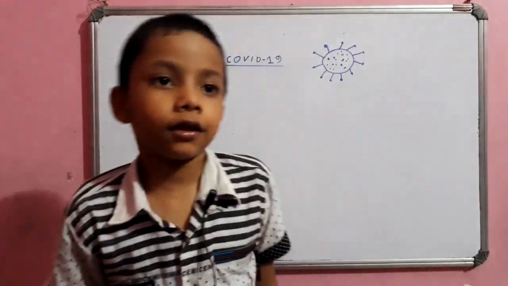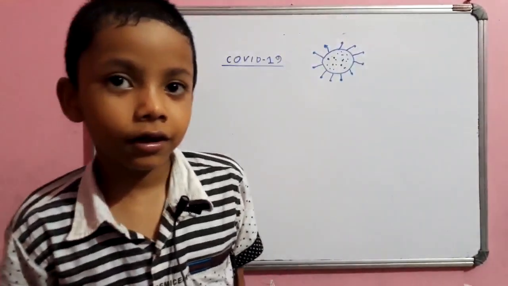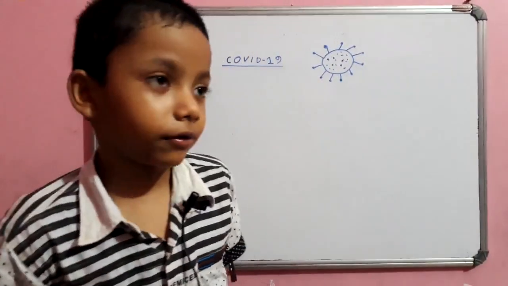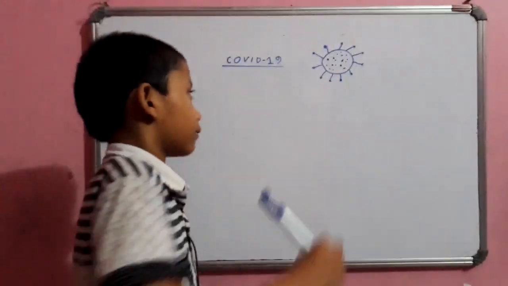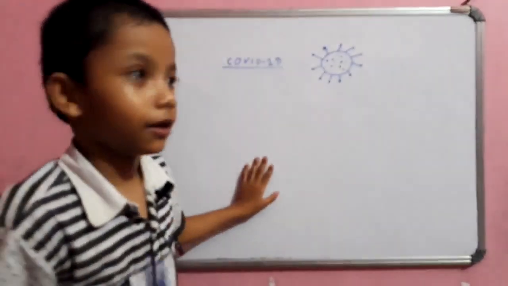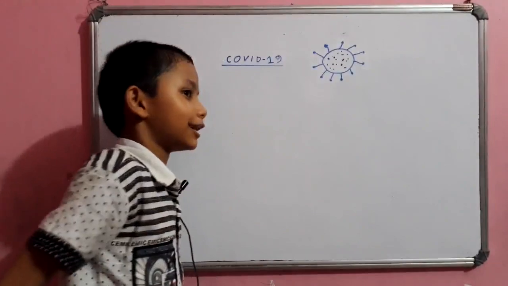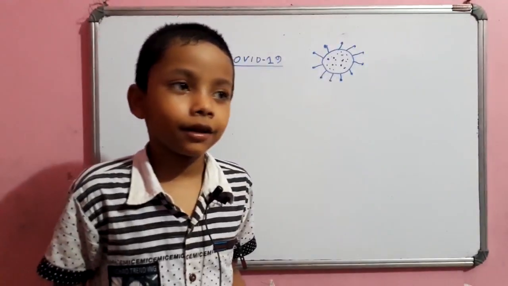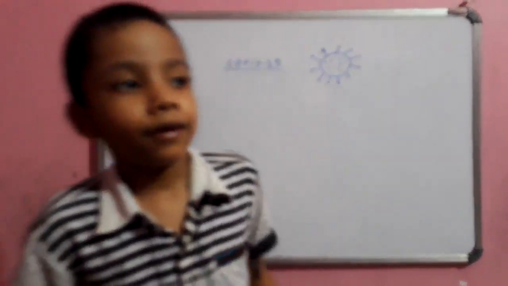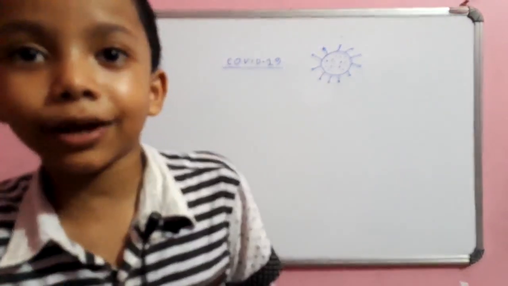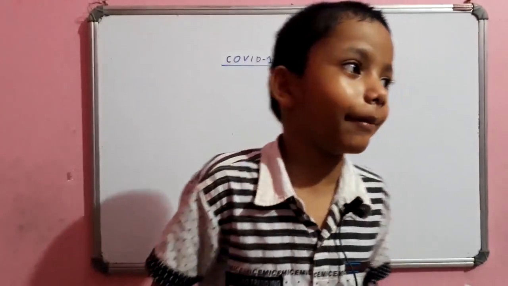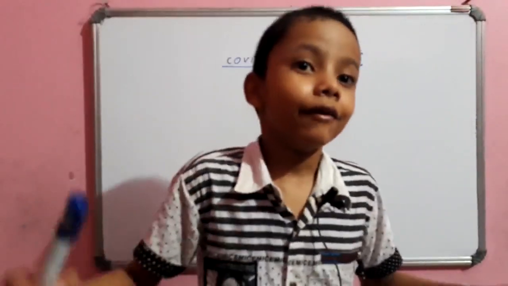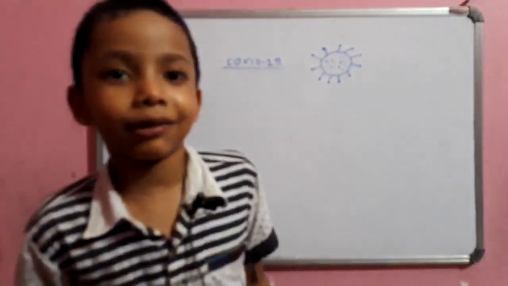What is COVID-19? And what is the short form of COVID-19? You know? Okay, I will tell you. So this is an image of COVID-19. You cannot see the COVID-19, because it is very small. You can use microscopes to see them.